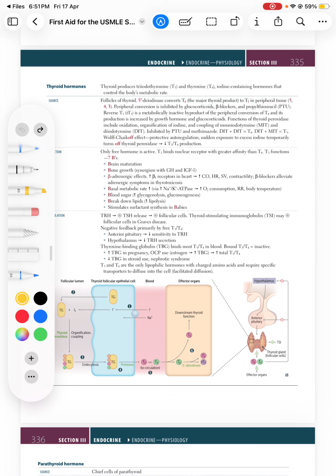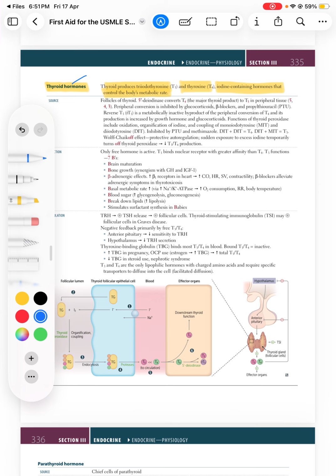So we have started the unit endocrinology from First Aid. We are going to discuss the thyroid hormones today. The thyroid produces triiodothyronine and thyroxine. These are iodine-containing hormones that control the body's metabolic rate.